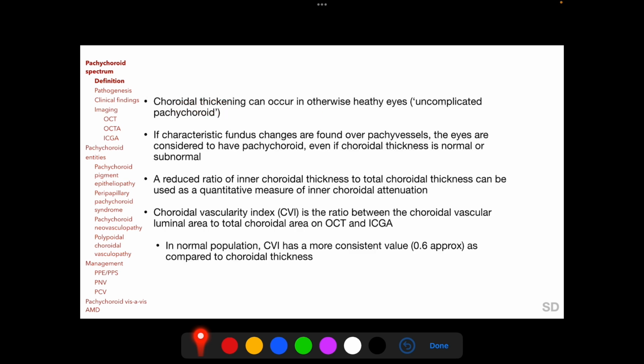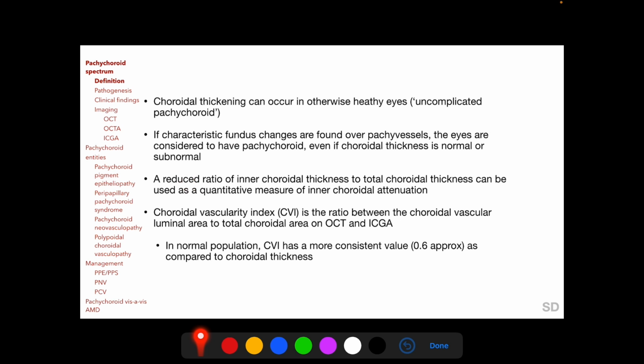Choroidal thickening can occur in otherwise healthy eyes in the absence of symptoms or signs on clinical examination, when it is called uncomplicated pachychoroid. And even if choroidal thickness is normal or subnormal, if characteristic fundus changes, which we are going to discuss, are found over pachyvessels, the eyes are considered to have pachychoroid. So increased choroidal thickness is not a prerequisite for diagnosing pachychoroid, but presence of pachyvessels or dilated vessels in the outer choroid is.